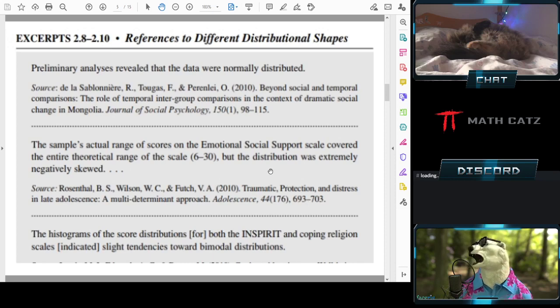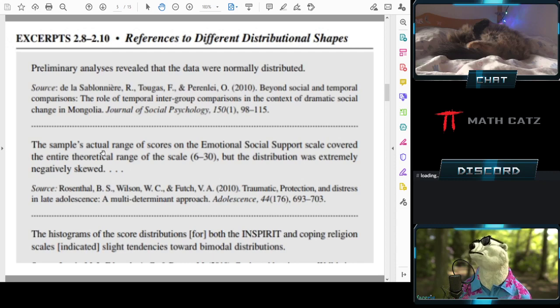Sometimes the graphs aren't necessarily shown, but just referenced. And I have to understand what those terms mean. For example, here, preliminary analyses revealed that the data were normally distributed. Now, in fairness, we don't really know what that means just yet. We're building up to that, but it's a very important term. But we'll get there, don't worry.